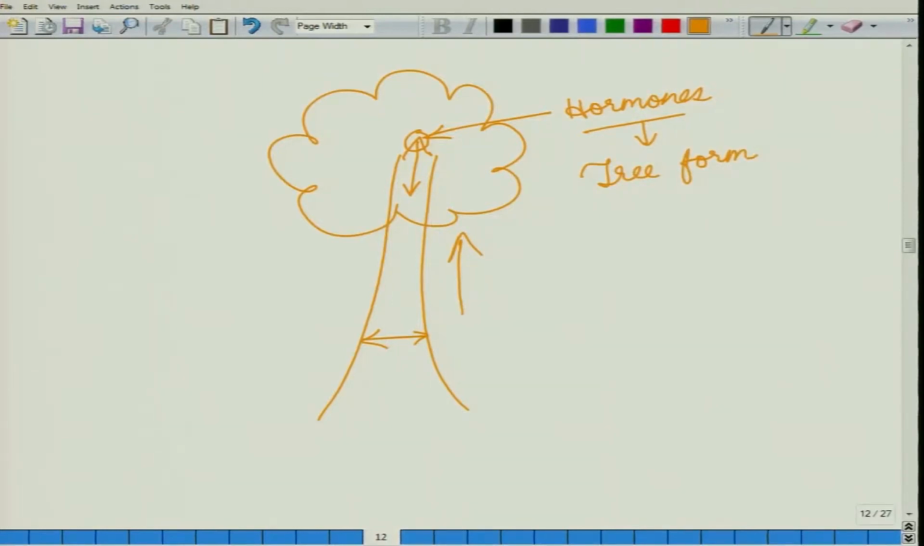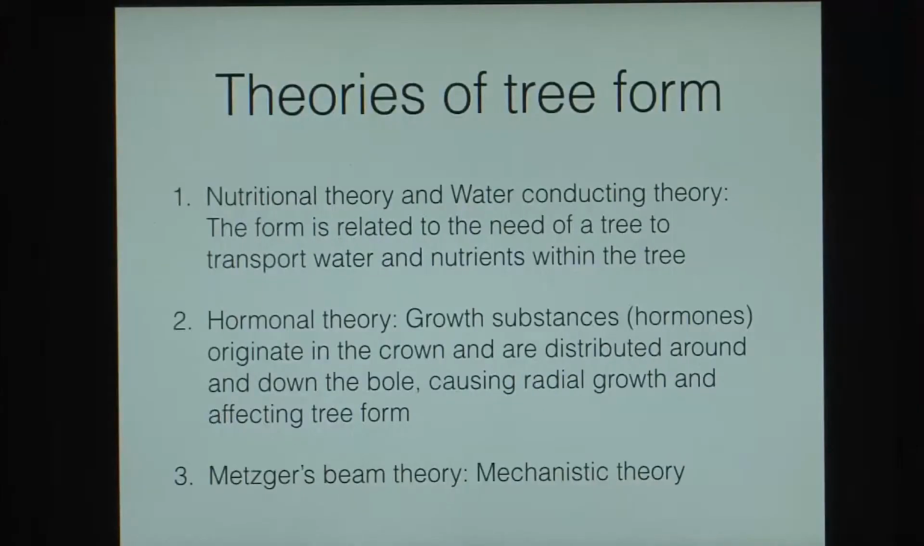So, this is again another physiological theory. Now, both of these theories, though they have been there for quite some time, have not received very large credence because it is very difficult to prove these. On the other hand, the third theory, the Metzger's beam theory, is a mechanistic theory.